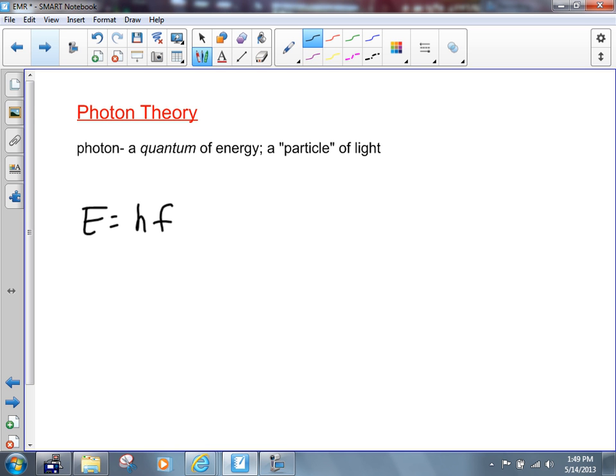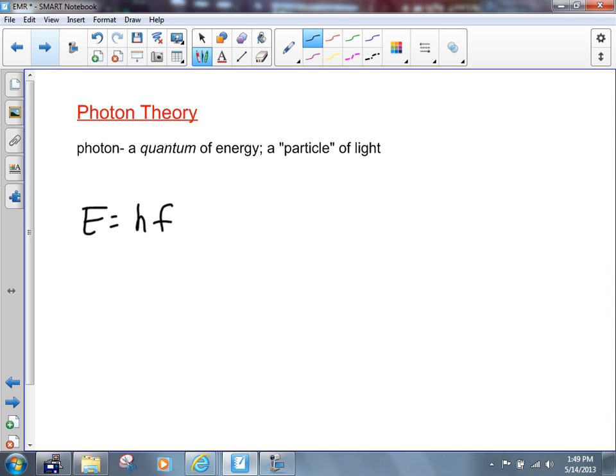In other words, violet light would be more energetic than red light. Ultraviolet would be more energetic than visible light. X-rays and gamma rays would be the most energetic EMR, not because it's moving faster, not because there's more of it, but because it has a higher frequency.